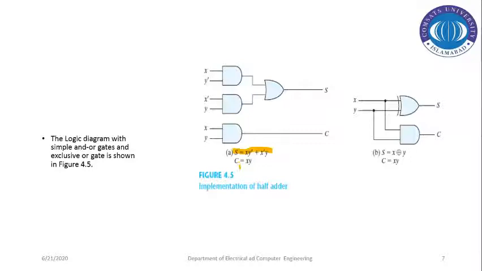So if you observe that summation expression, this is basically the expression for the exclusive OR gate. So for the sum expression to be evaluated, we can say that we have to use one exclusive OR gate, and for the carry expression we have to use one AND gate.